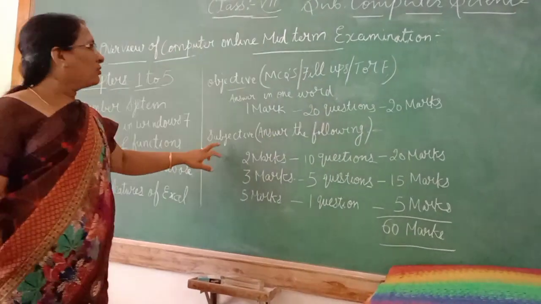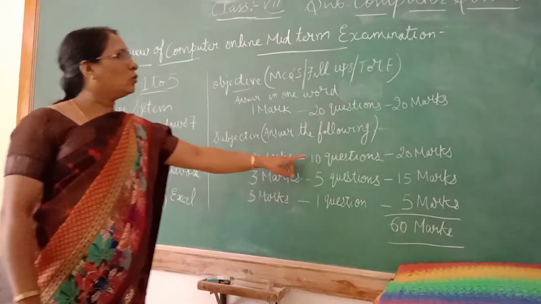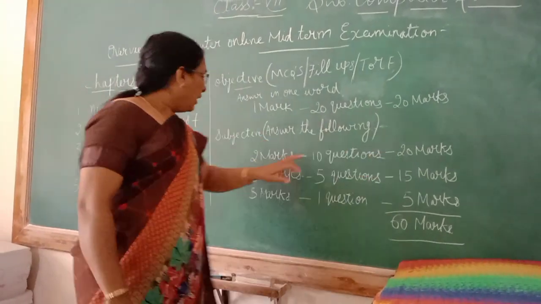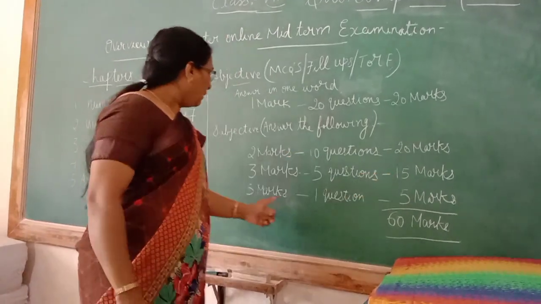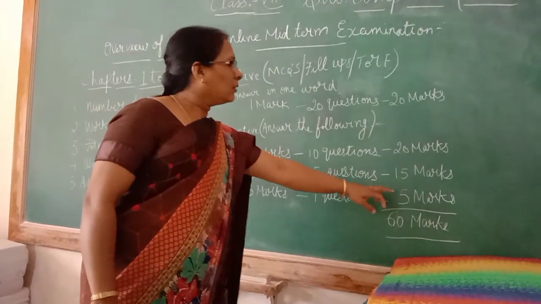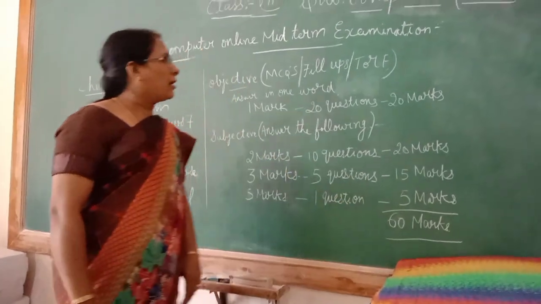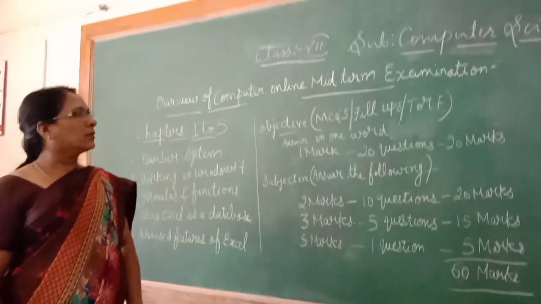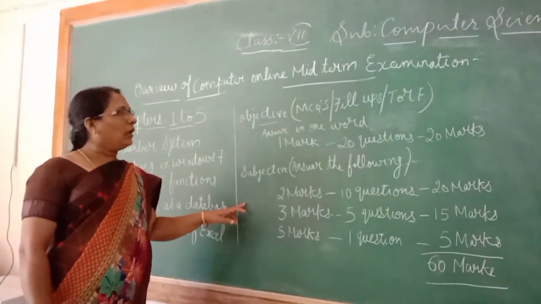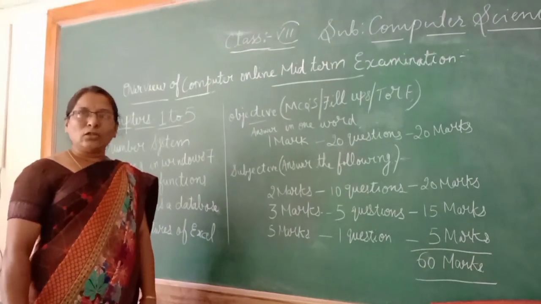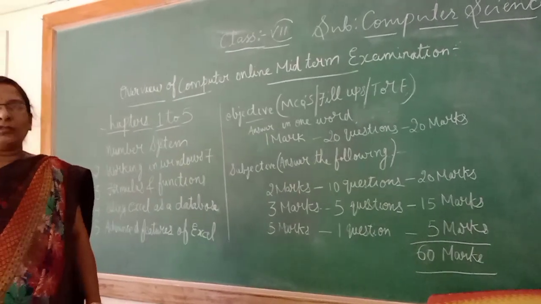Here again you have subjectives, that is, answer the following. You have 2 marks, 10 questions, that is again 20 marks. Again 3 marks, 5 questions, 15 marks. Then 5 marks, 1 question, that is 5 marks. Altogether it consists of 60 marks. So this is what you will be having, the marks and the word limit. According to that you need to answer. Read the question carefully, don't panic. Understand and answer the questions.